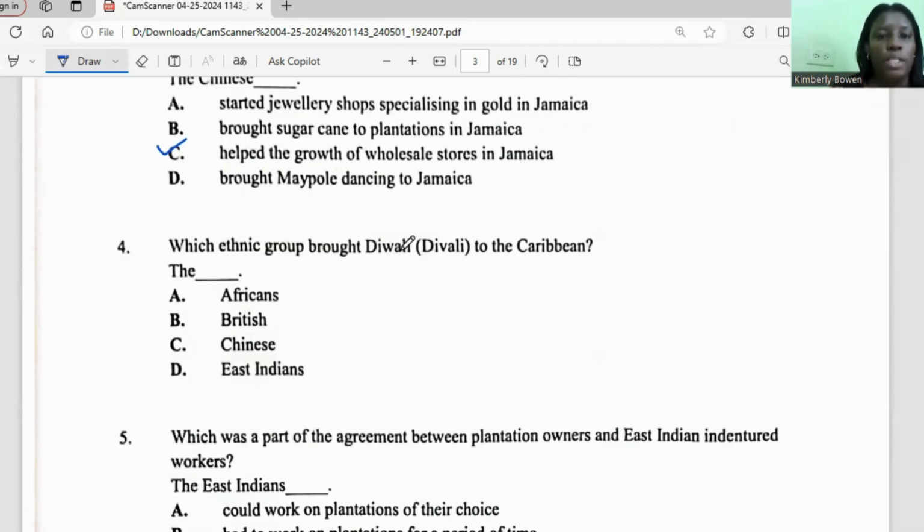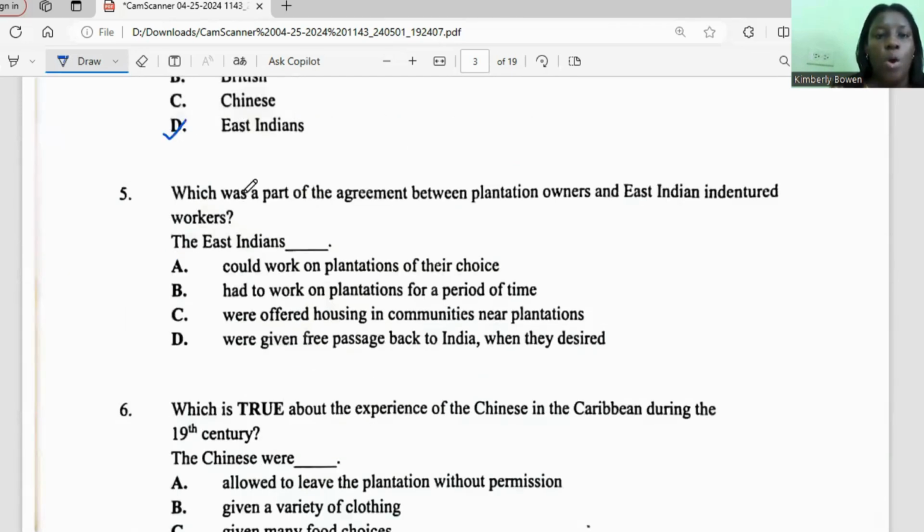Which ethnic group brought Diwali to the Caribbean and as East Indians? Which was a part of the agreement between plantation owners and East Indian indentured workers? The East Indians could work on plantations of their choice, no, had to work on plantations for a period of time. That's correct. So they signed a contract and it was to work for a period of time.